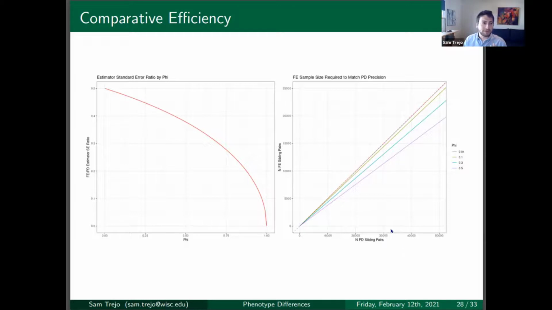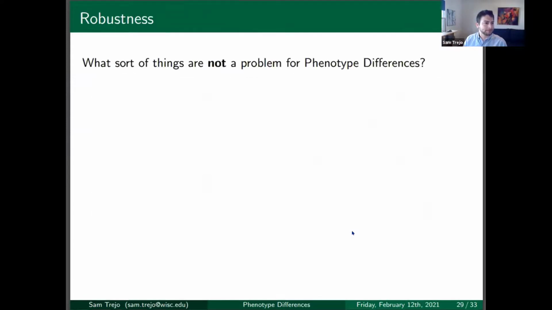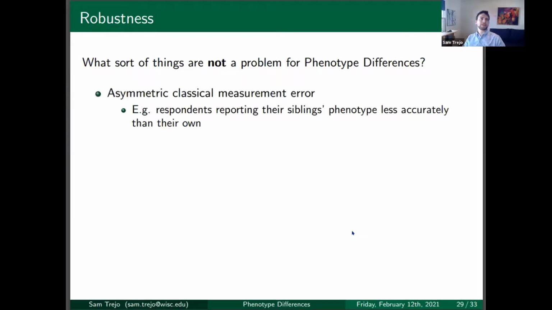Another way to think about it would be, well, this basically says the same thing, so we're just going to move on. So in terms of robustness, what things aren't a problem for phenotype differences that you might think are a problem? One is asymmetric classical measurement error.